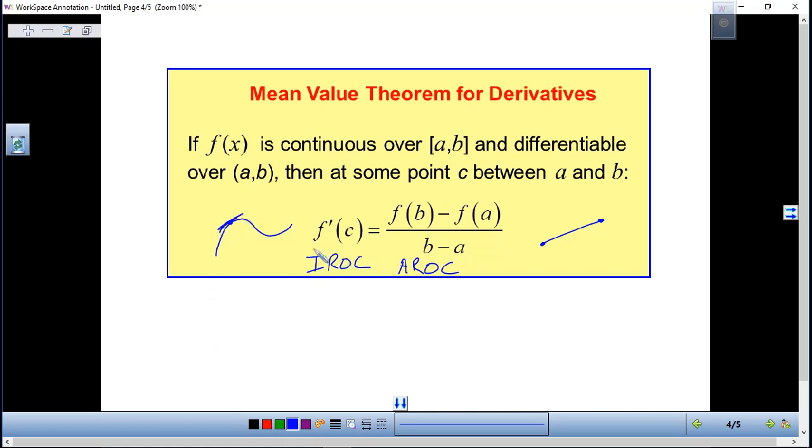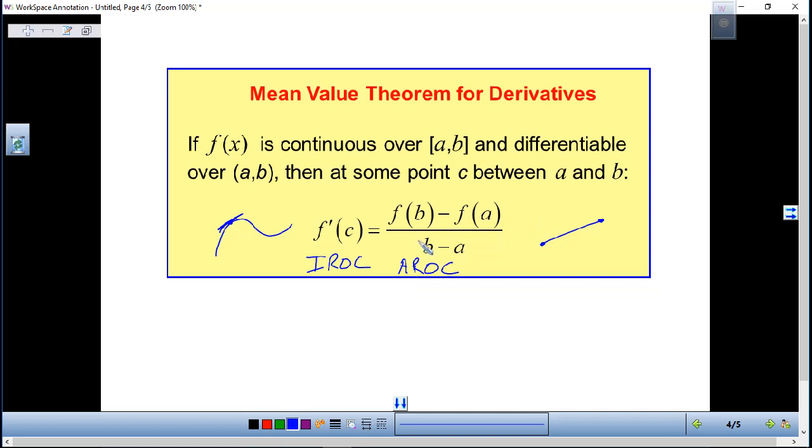So what we're saying is that if we have a function that's continuous and differentiable over an interval, then there's some value in that interval where the derivative, the instantaneous rate of change, is equal to the slope from one endpoint to the other, the average rate of change over the interval. That's all we're saying. That's all that this is.